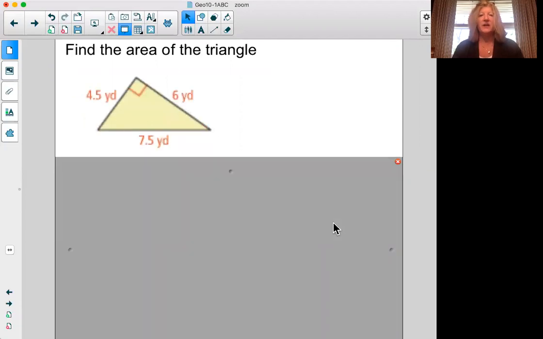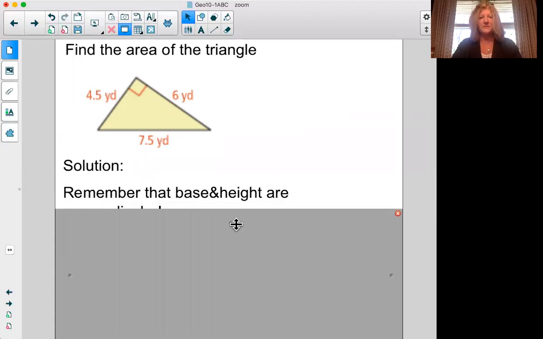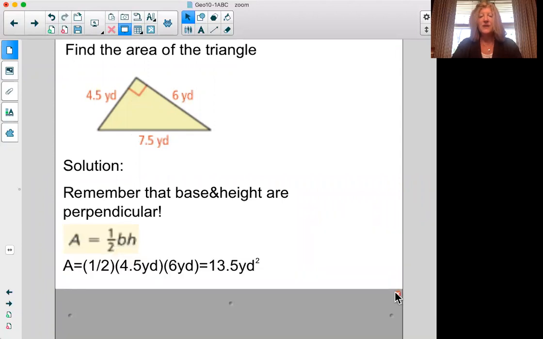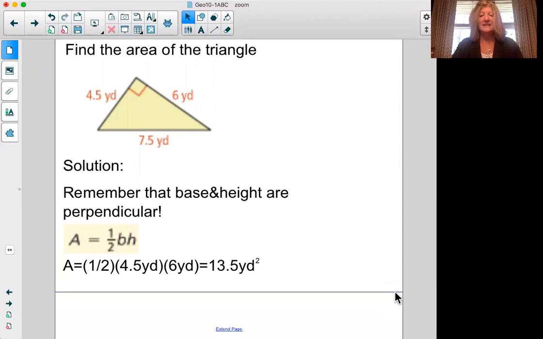Now, what about a right triangle? That's a special case. Because there's a right angle, two of the sides are already perpendicular to each other. So you could say this is the base with this height, or this is the base with this height. But you wouldn't choose this side right away because we don't know the height in that direction. First, let's calculate the area with the things we do know. So now we know that this triangle has an area of 13.5 square yards.